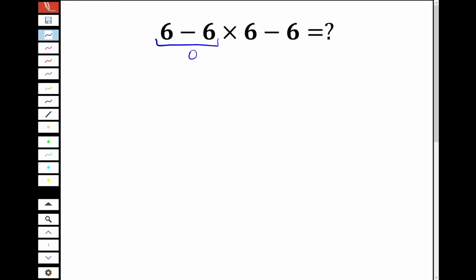6 minus 6 equals 0, and again, 6 minus 6 equals 0, and the product of 0 and 0 equals 0. However, this answer is completely incorrect because we didn't pay attention to the order of operations.